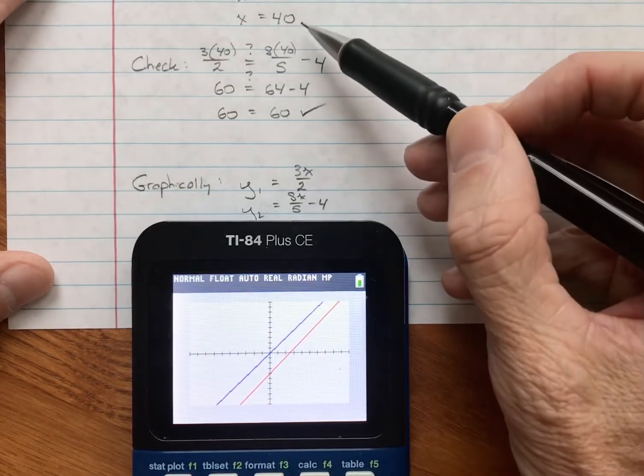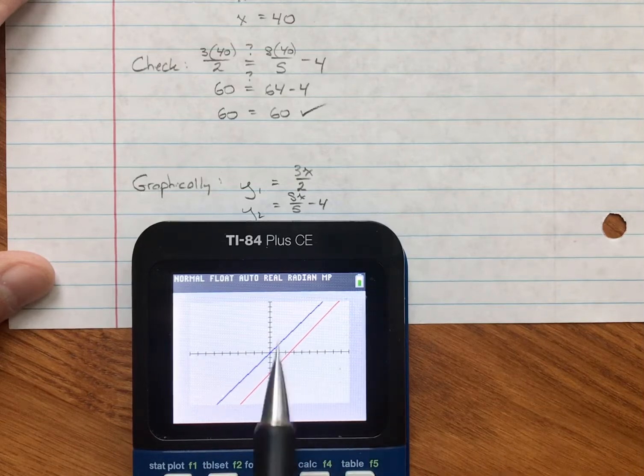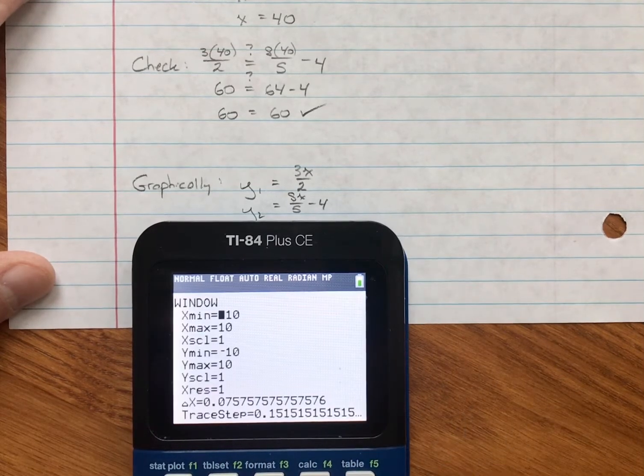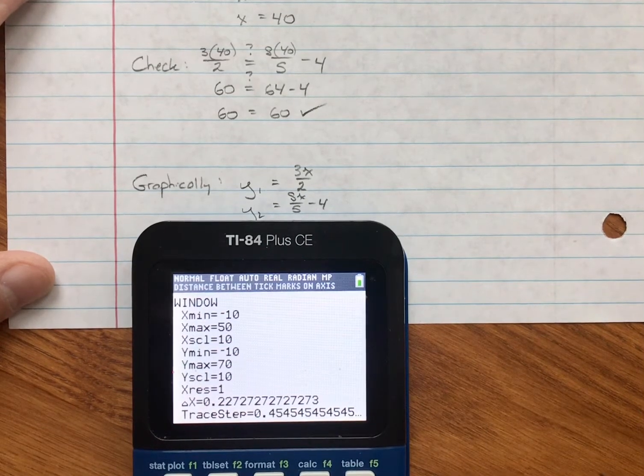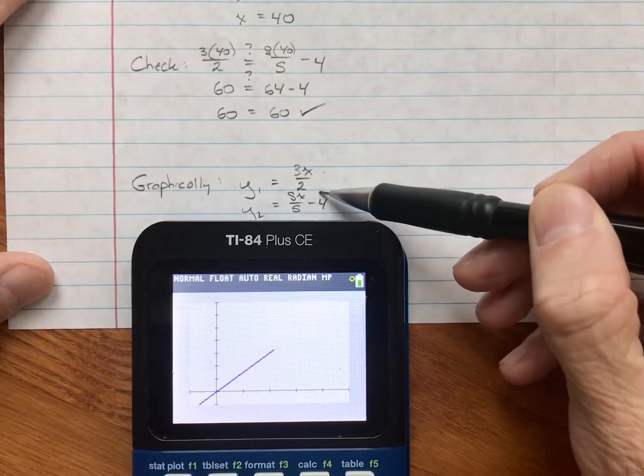Well, I think the answer is 40. So I need to go to the right quite a bit. Let's set my window from -10 to 50, and let's count by tens. And then I probably need to go up a lot. So let's go from -10 to 70, and let's also count by tens. And now let's graph. There's equation 1, 3x over 2.